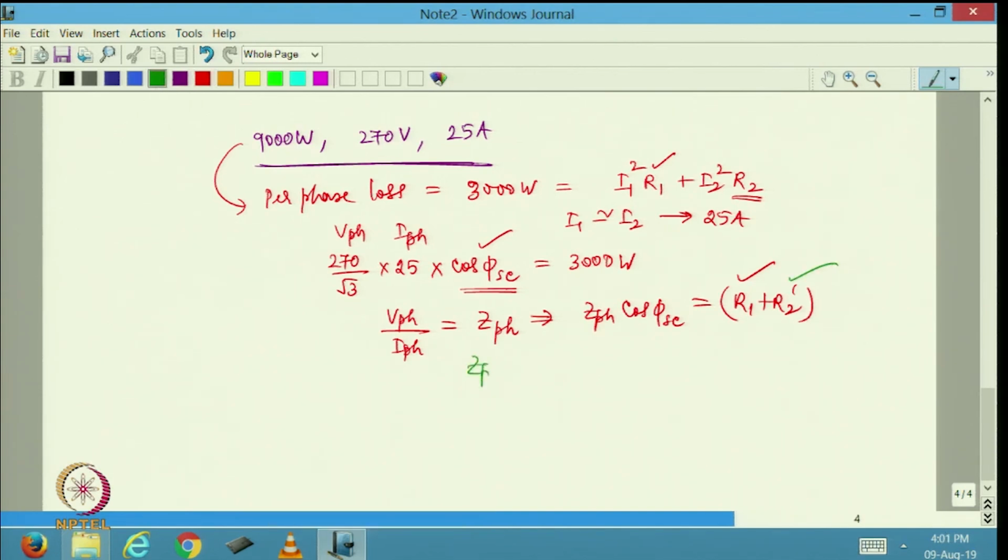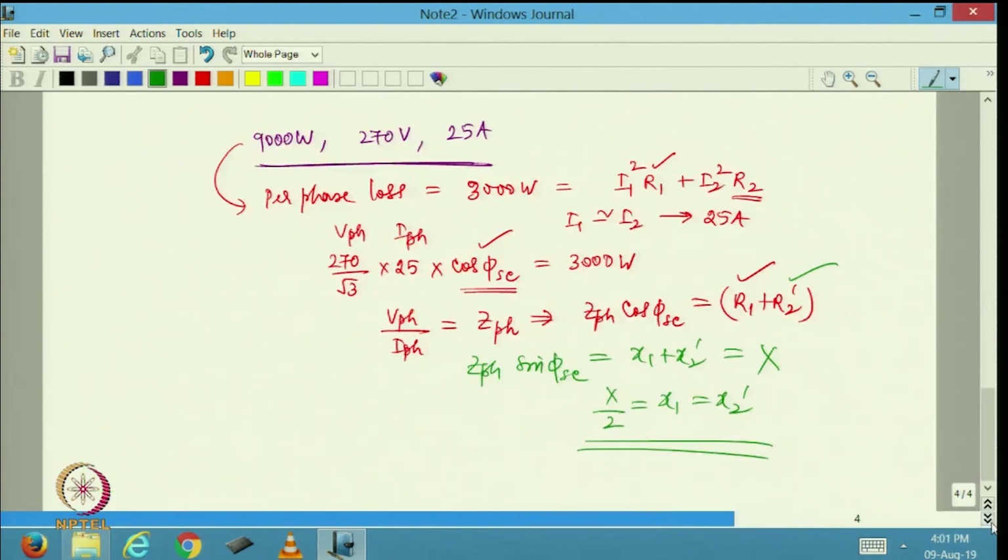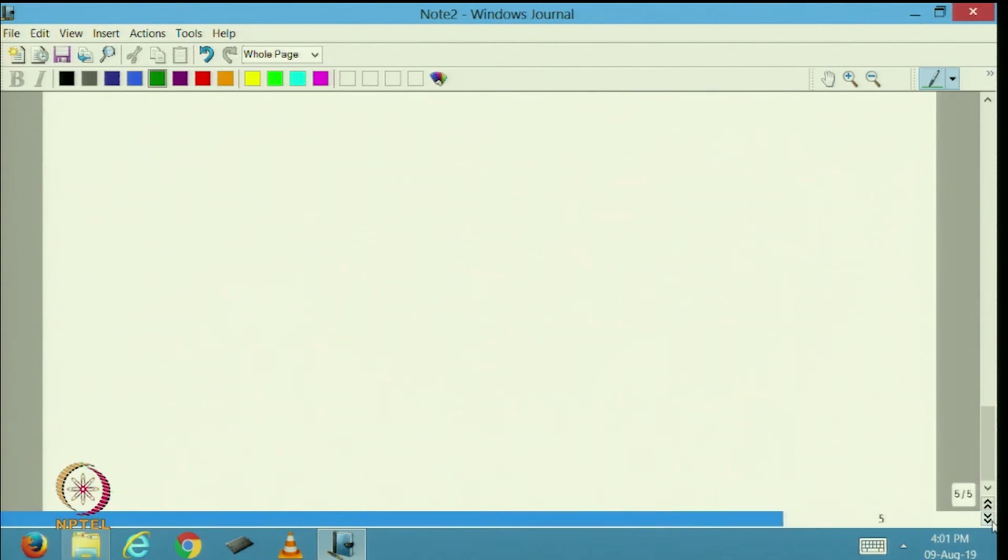Now, I can say Z phase multiplied by sin phi SC will be X1 plus X2 dash, which let me call as X. Now, X by 2 will be equal to X1 as well as X2 dash. So, I think from this test data we should be able to get the complete equivalent circuit parameters, namely X1, R2 dash as well as X2 dash. So, we have determined all these things. You guys will complete the calculation, you should be able to do it, it should not be a problem.